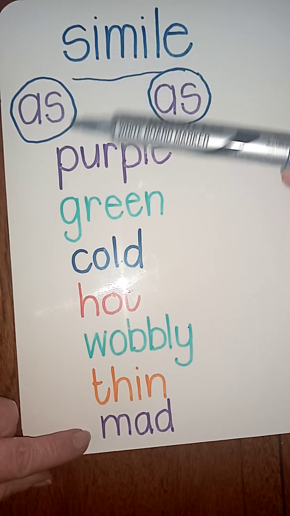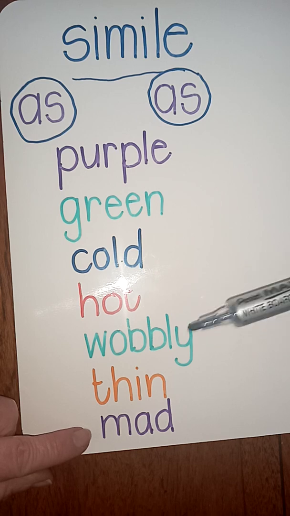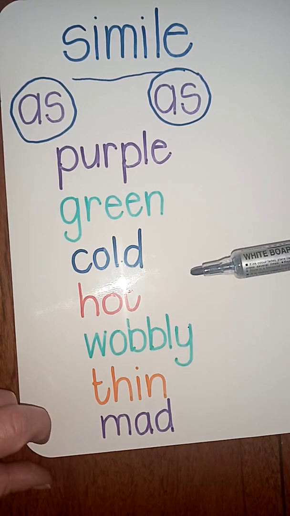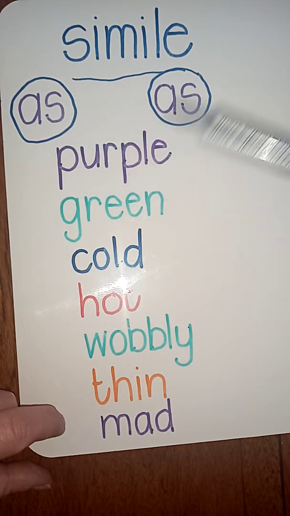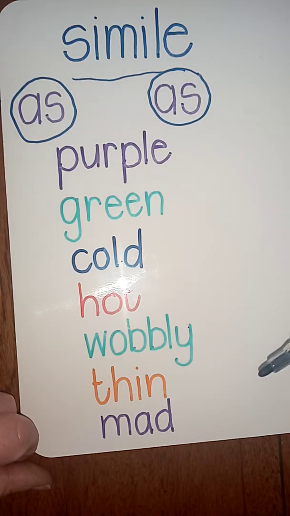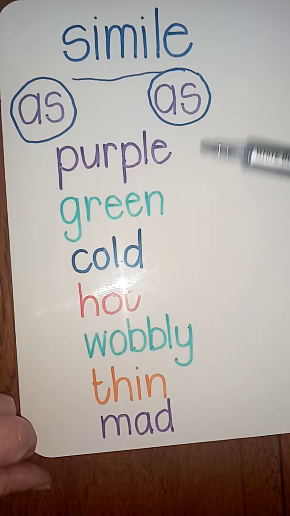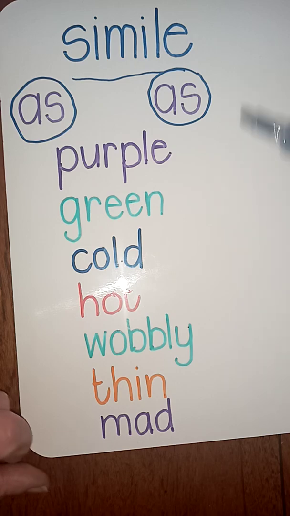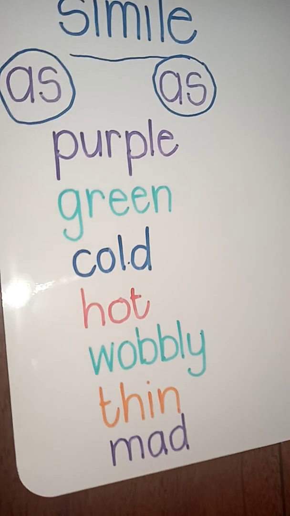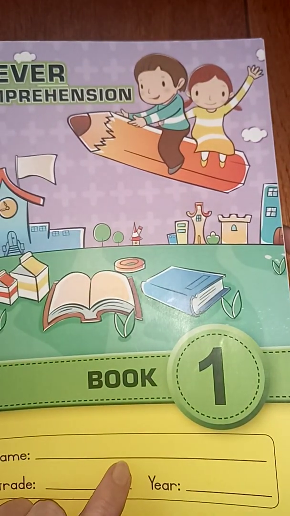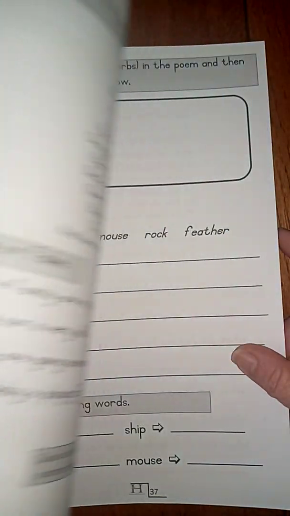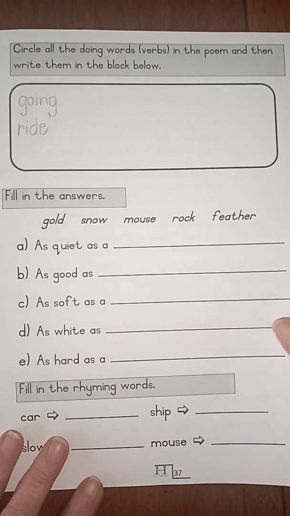Right, so those are the similes that we have done now, and we've made up a whole lot of new ones, and not the old ones, like as green as grass, as cold as ice, as thin as a rake, as mad as a snake. Right, so those are the old ones. Now we're going to have a look on page 37 of your Clever Comprehension book, this book, and we're going to go through it, and then you can complete it on your own.